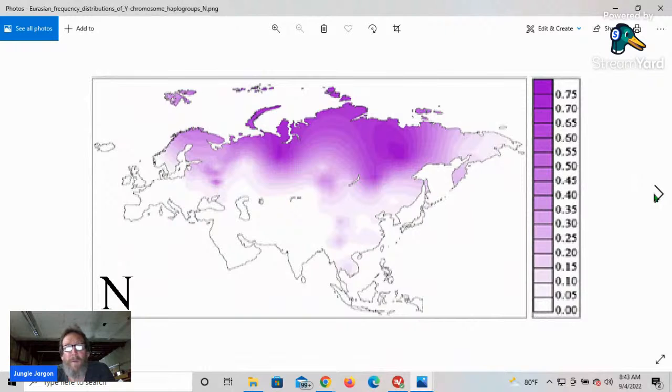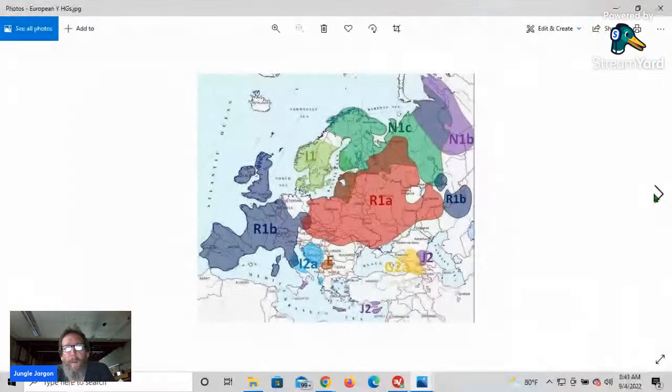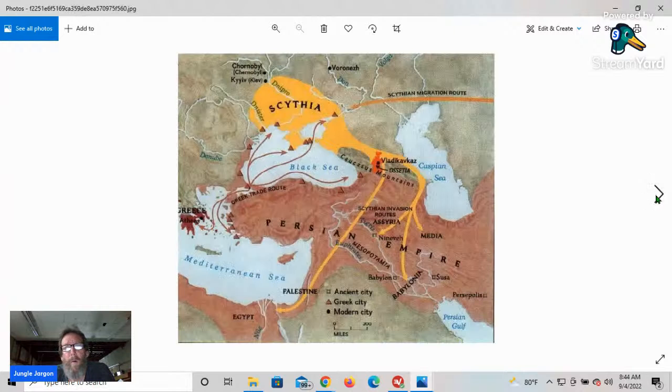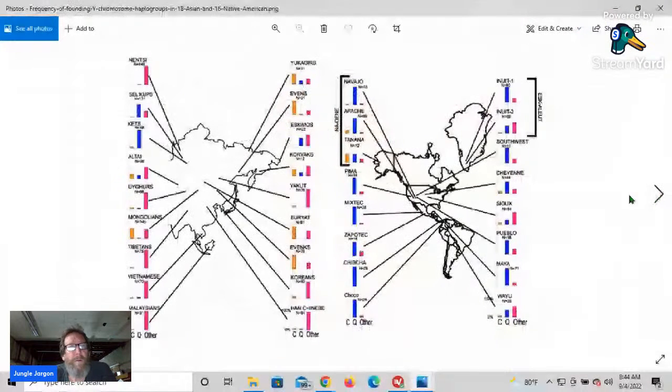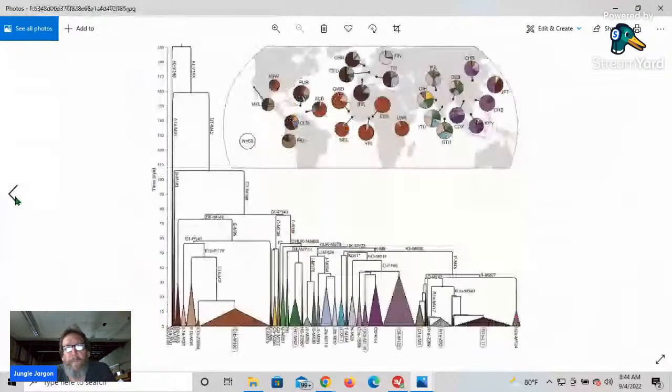N being Meshach. R1A is Ashkenaz, R1B Riphath, I2 being the wayward tribe of Dan. Oh, what was it that I was thinking of?